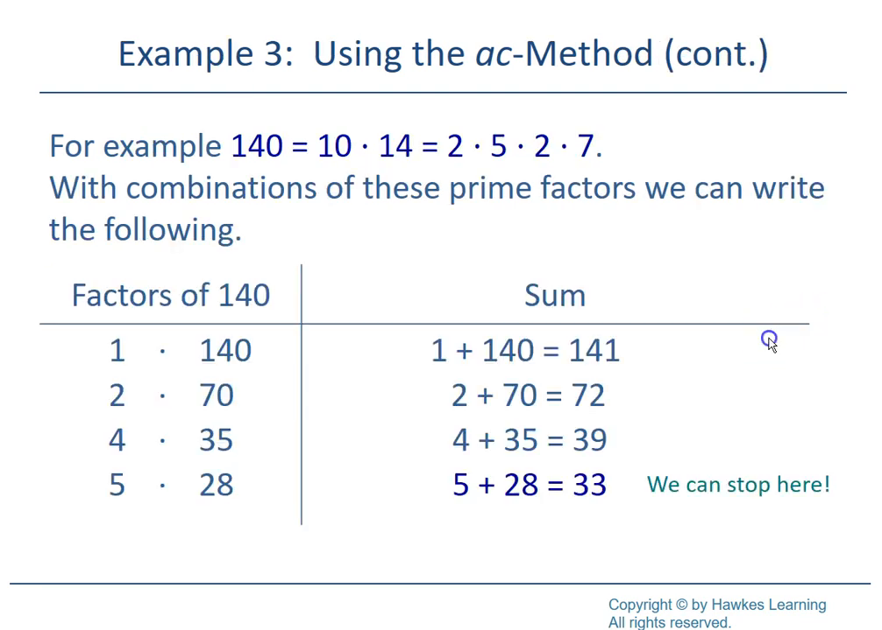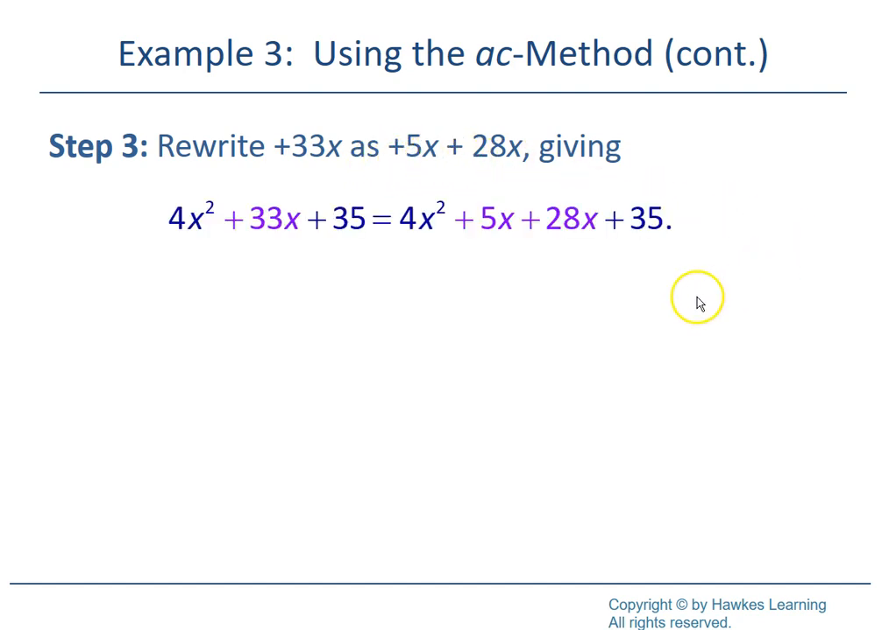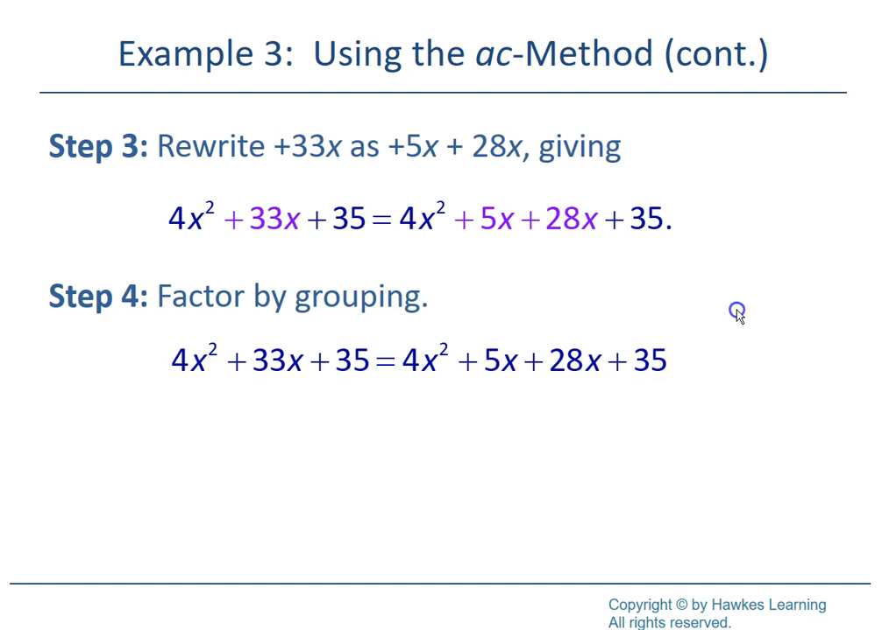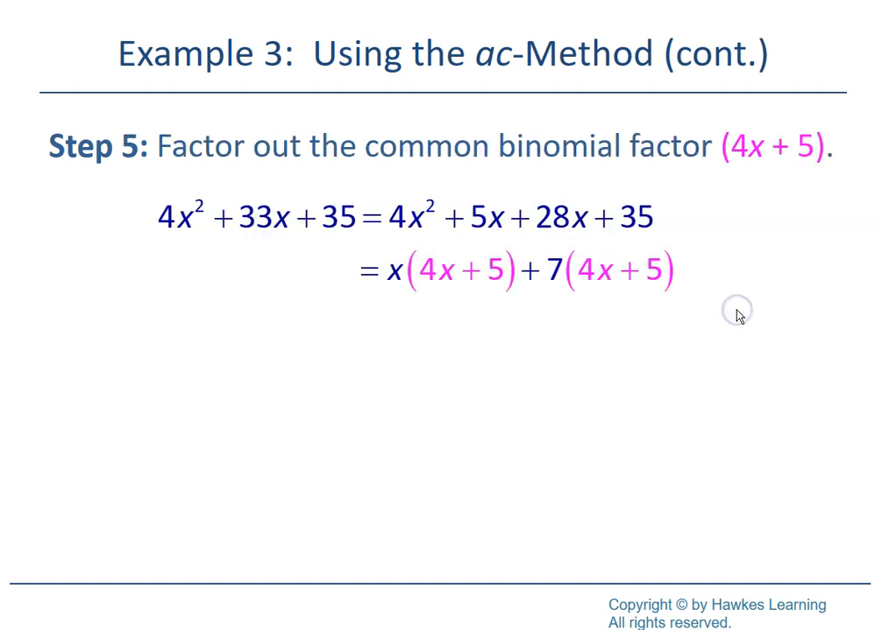So now what you do, and they're showing you a little more brainstorming here, you rewrite the 33x as a 5x and a 28x. Notice we set it up a little differently than they did, but that's okay. We factored by grouping, and we get our answers the same.